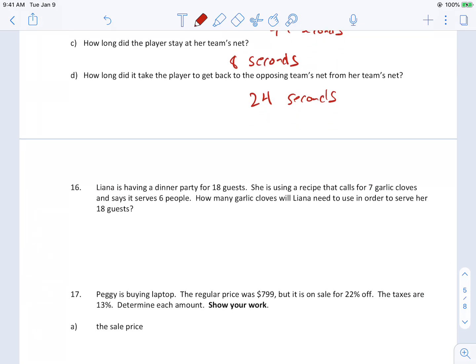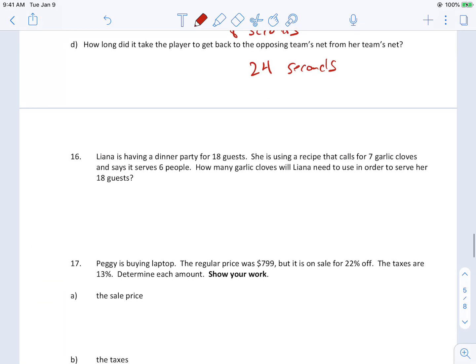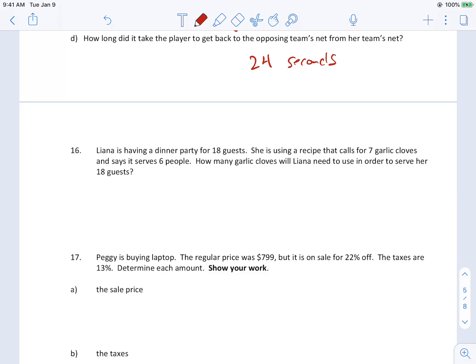Okay, this is another ratio-based question, and we're pretty good at these now. So it says we need a recipe that calls for 7 garlic cloves, and that is going to serve 6 people. Now, how many garlic cloves if we want to serve 18 people? And look what we have here. We have a fraction sandwich. We can use cross multiplication.